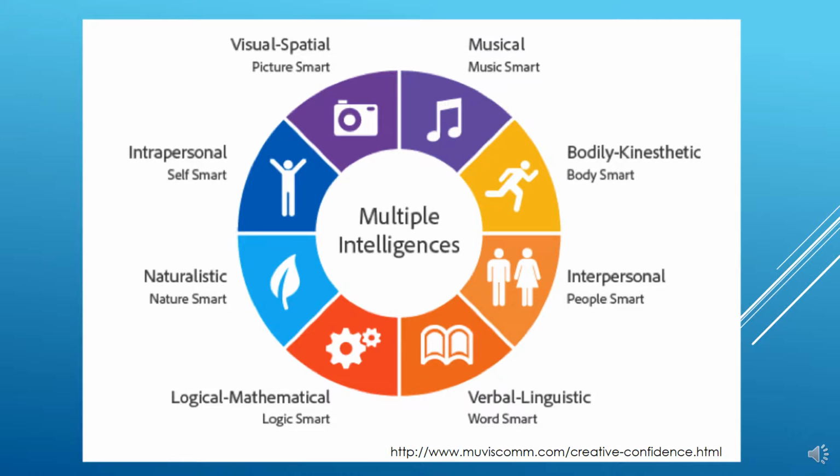Gardner ultimately identified 8 intelligences as demonstrated in this graphic. Let's consider the characteristics of each intelligence in terms of how the learner learns and what they are best at.